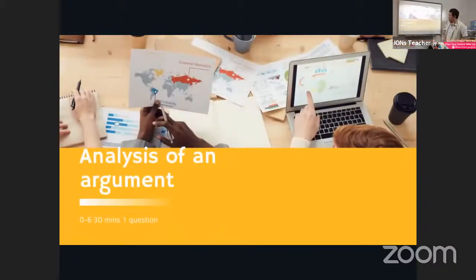Here is the GMAT analytical writing, which consists of one analysis of an argument. The range of score is from 0 until 6. You have 30 minutes, and it consists only of one question. As the name suggests, it's the analysis of an argument. You are expected to analyze an argument objectively without including your personal opinion.